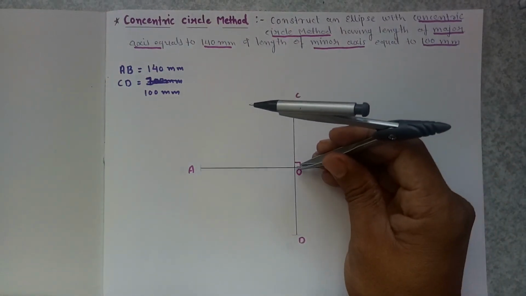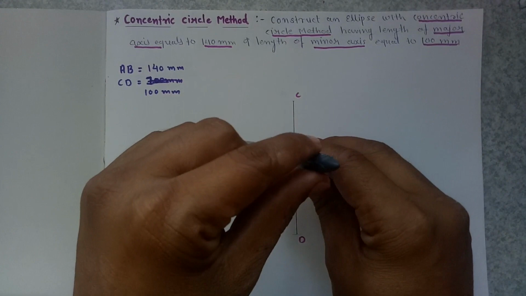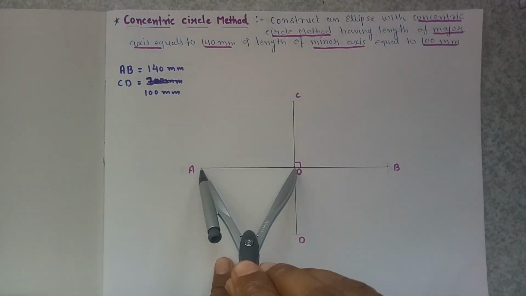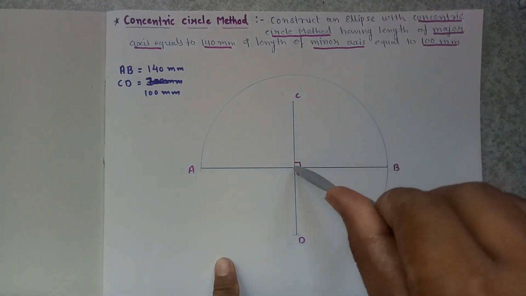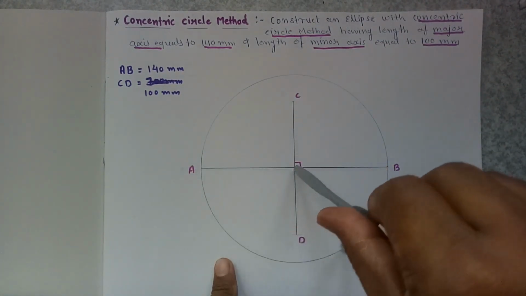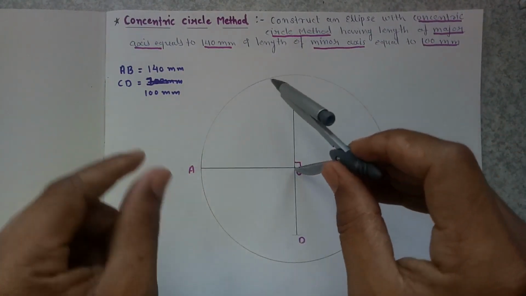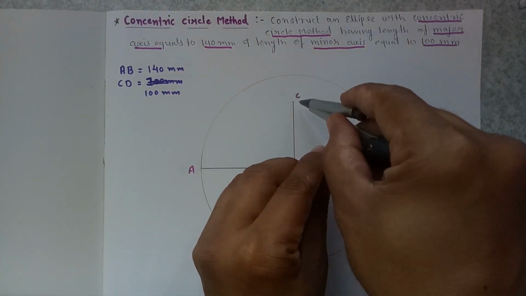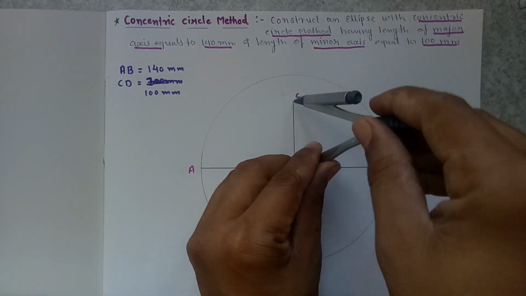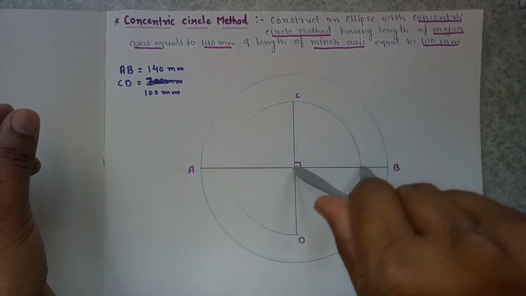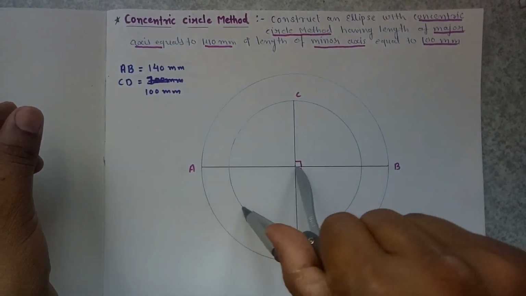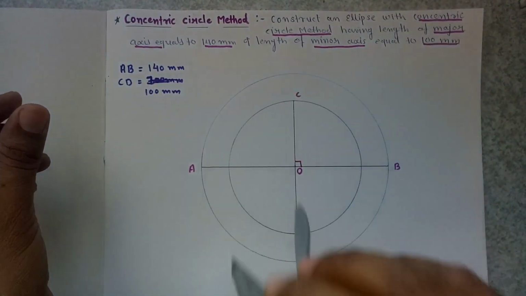So first of all, draw the first circle having radius equal to half of the major axis, which is OA. Draw the first circle having radius equal to OA. Thereafter draw another circle having radius equal to half of the minor axis, which is OC or OD.